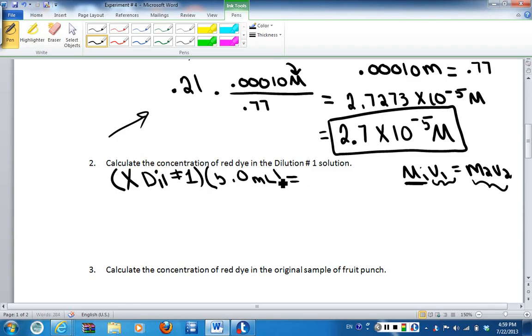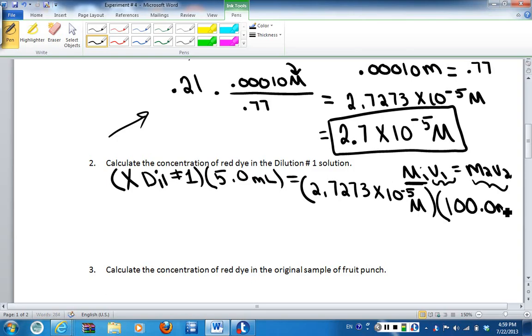Now, in terms of M2 and V2, I know that the concentration of my dilution number 2 was 2.7 times 10 to the minus 5. But remember, we have to use the whole entire number. We don't want to use the rounded number because that will give us an incorrect answer. So make sure that when you're doing these, you use the whole entire number. So my concentration of red dye in dilution number 2 is 2.7273 times 10 to the minus 5, and we diluted that to a final volume of 100 milliliters.